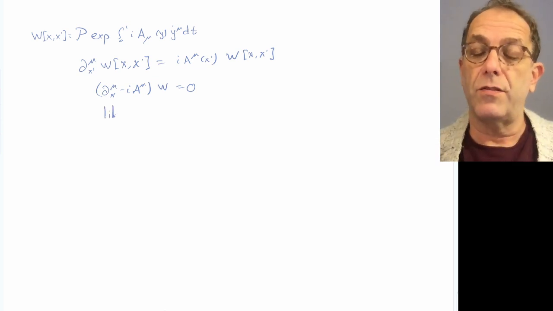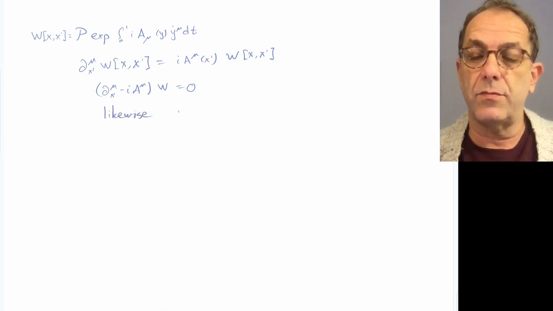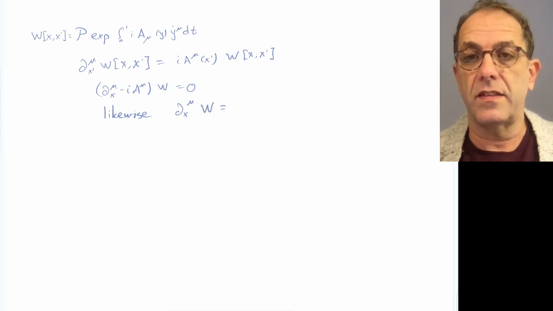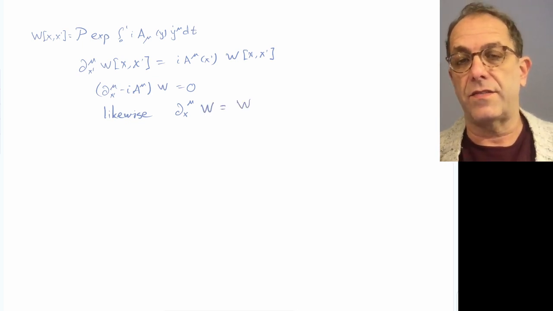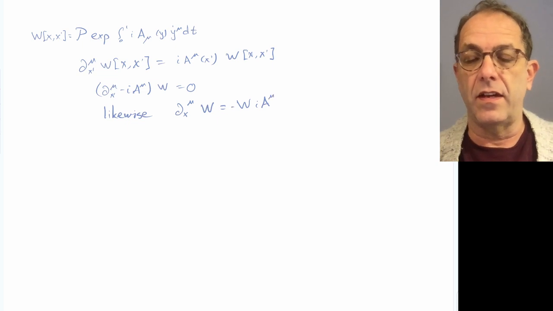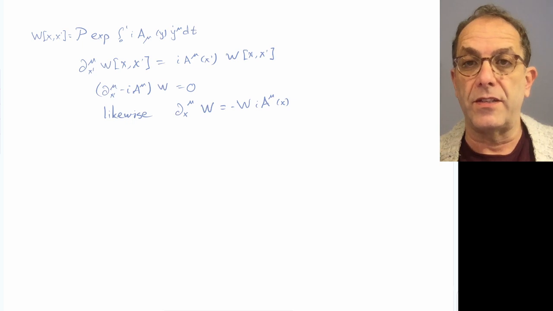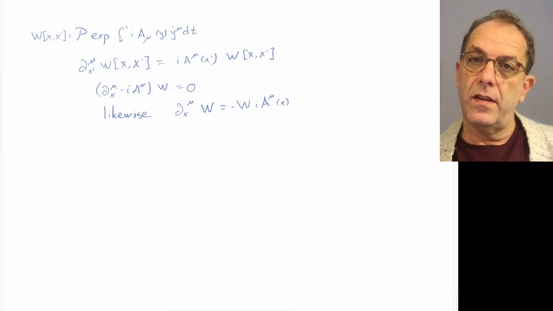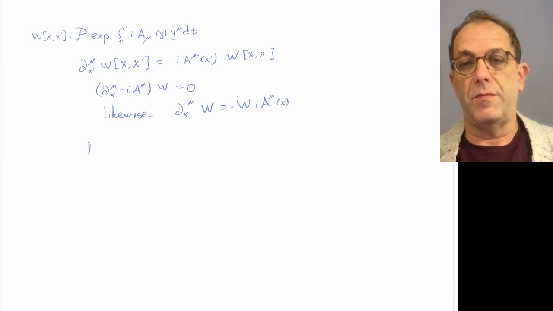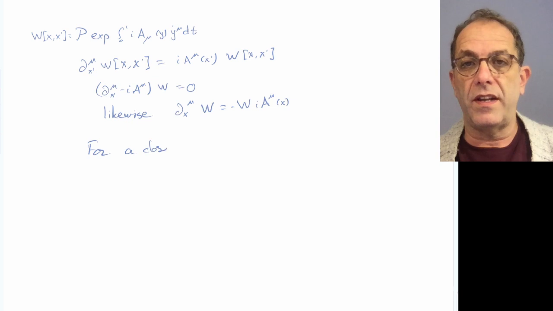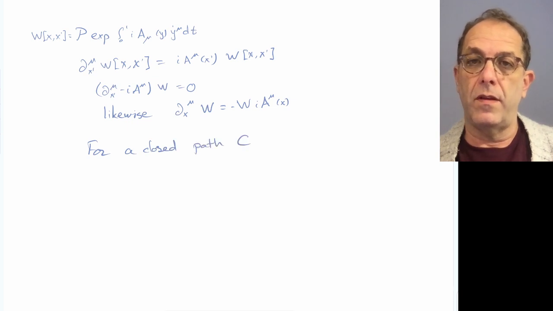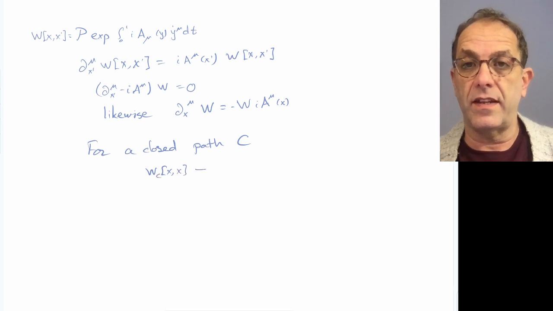And likewise, when we differentiate with respect to x, we bring down an A mu of x on the right, so it satisfies the covariant derivative acting on the right as would be appropriate for gauge transformation with respect to U dagger on the right. This Wilson line from x to x prime is not gauge invariant, but if we go along a closed path from x to x, we can take the trace, and that will give us a gauge invariant operator.